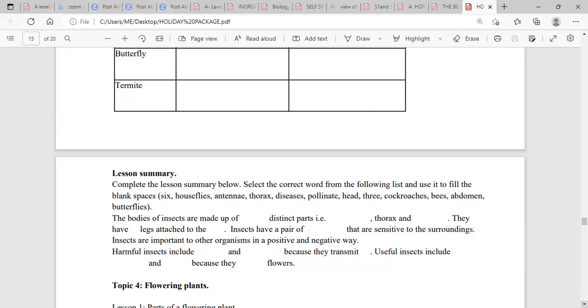Kindly do these activities, part 1 and part 2, for us to identify more and understand how different these insects that we live with are, the role they perform, and what we are supposed to do with them.